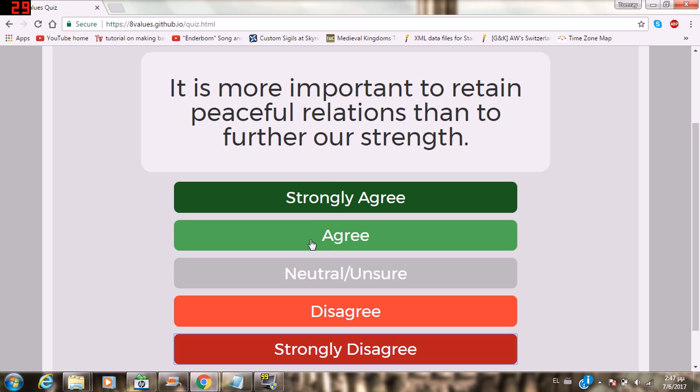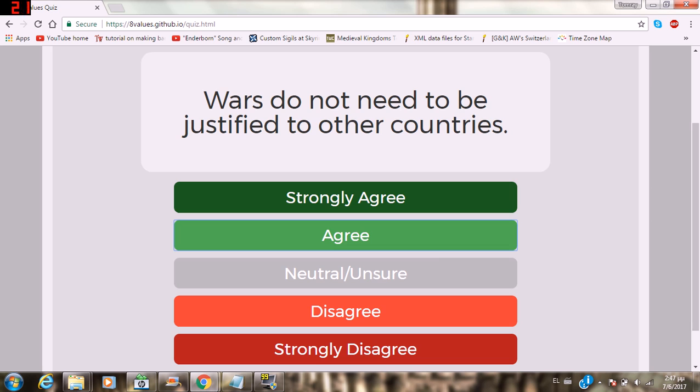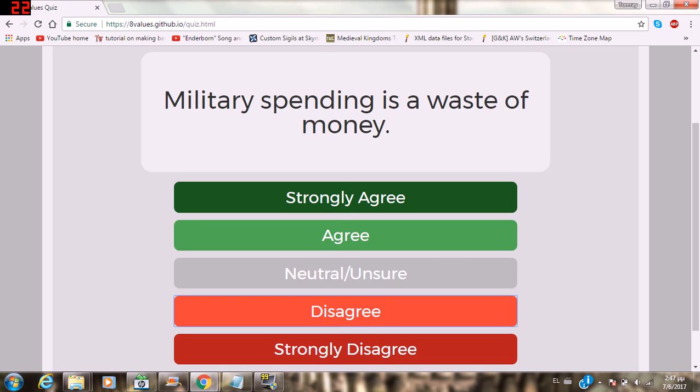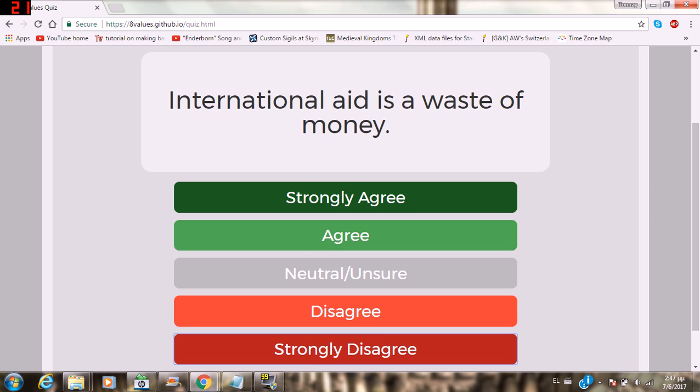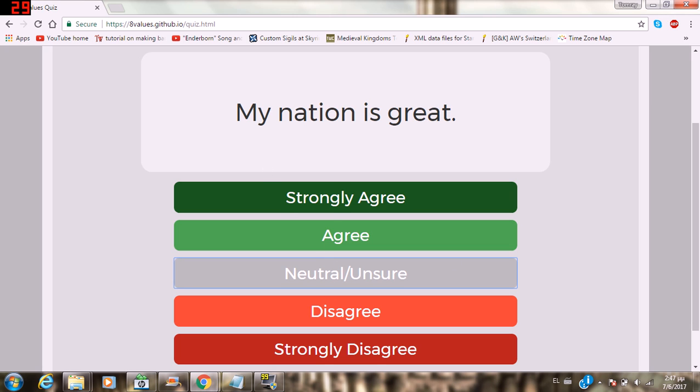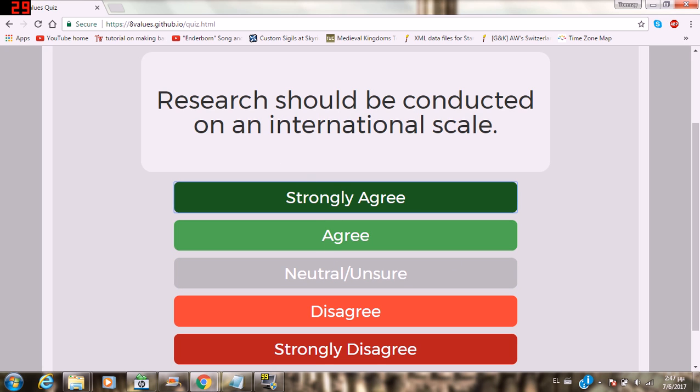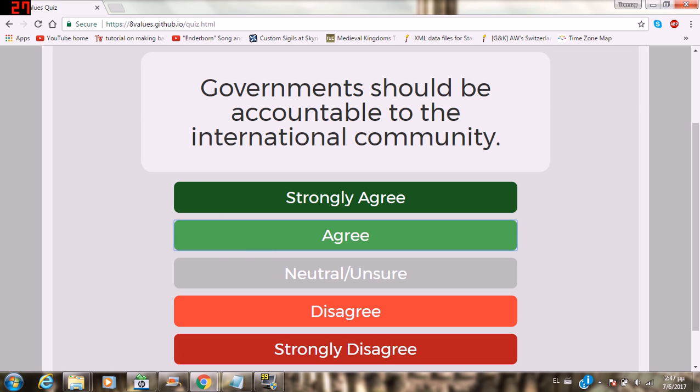It's more important to retain peaceful relations to further our strength? Yeah, I like peace. Wars do not need to be justified to other countries? Actually they do. Military spending is a waste of money? Fuck no. International aid is a waste of money? I mean, I don't know. My nation is great? Fuck yeah. Research should be conducted on an international scale? Yeah, okay, fair enough.